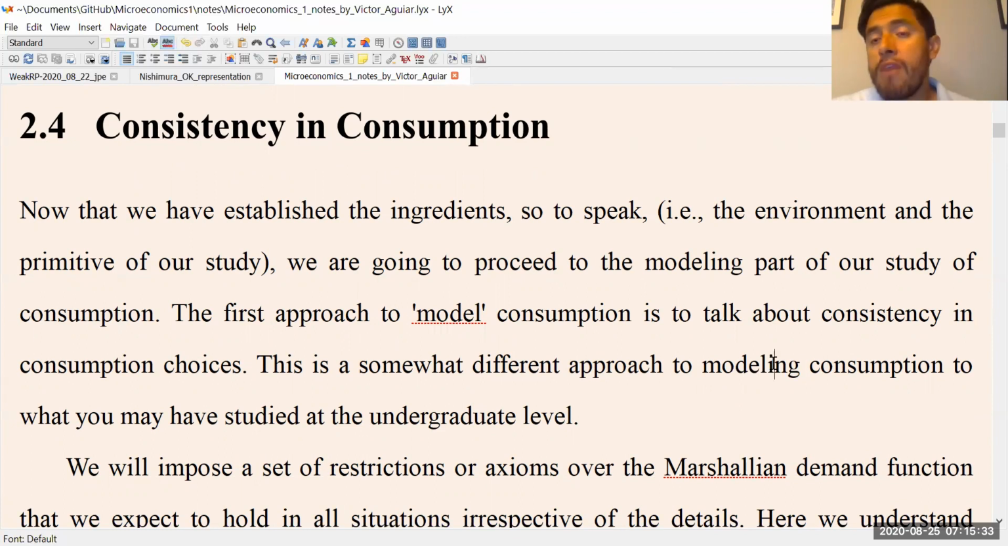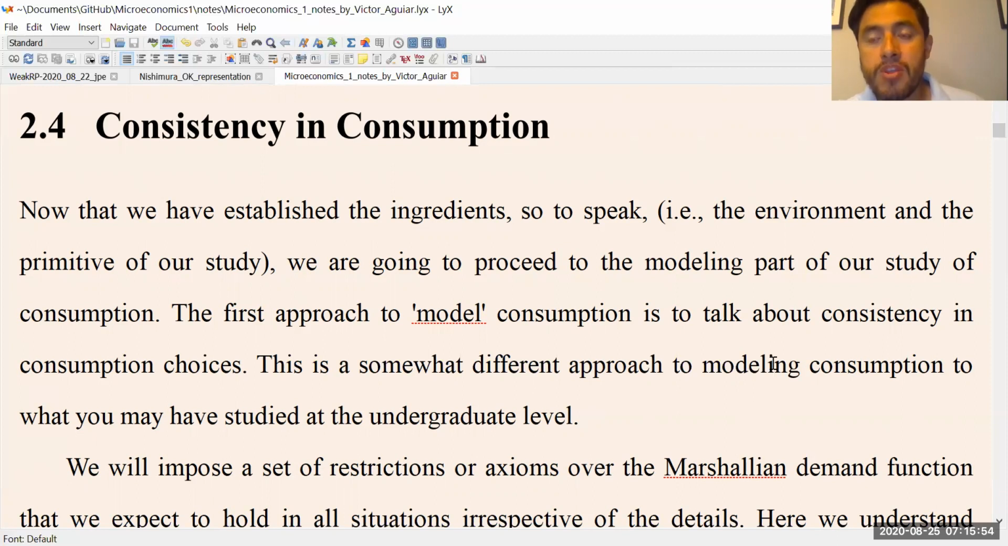So in a way, you have to think about this part as trying to do consumer theory without a utility function. And instead of a utility function, we're going to use what is called a consistency in consumption. So the idea is that if you have an intelligent consumer, they have to follow a set of rules. And these rules will make this consumer predictable, right?